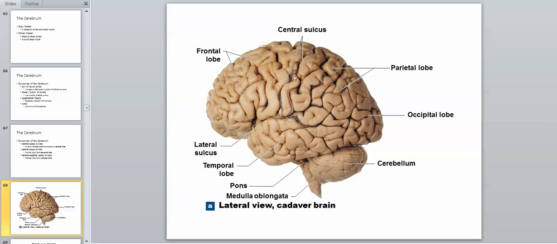Right behind the central sulcus, we have the postcentral gyrus, which is in the parietal cortex. This is your primary somatosensory cortex. So this is where you're going to be receiving information about stimuli, physical touch, pain, temperature stimuli around your body, like what's on your skin and this kind of thing.